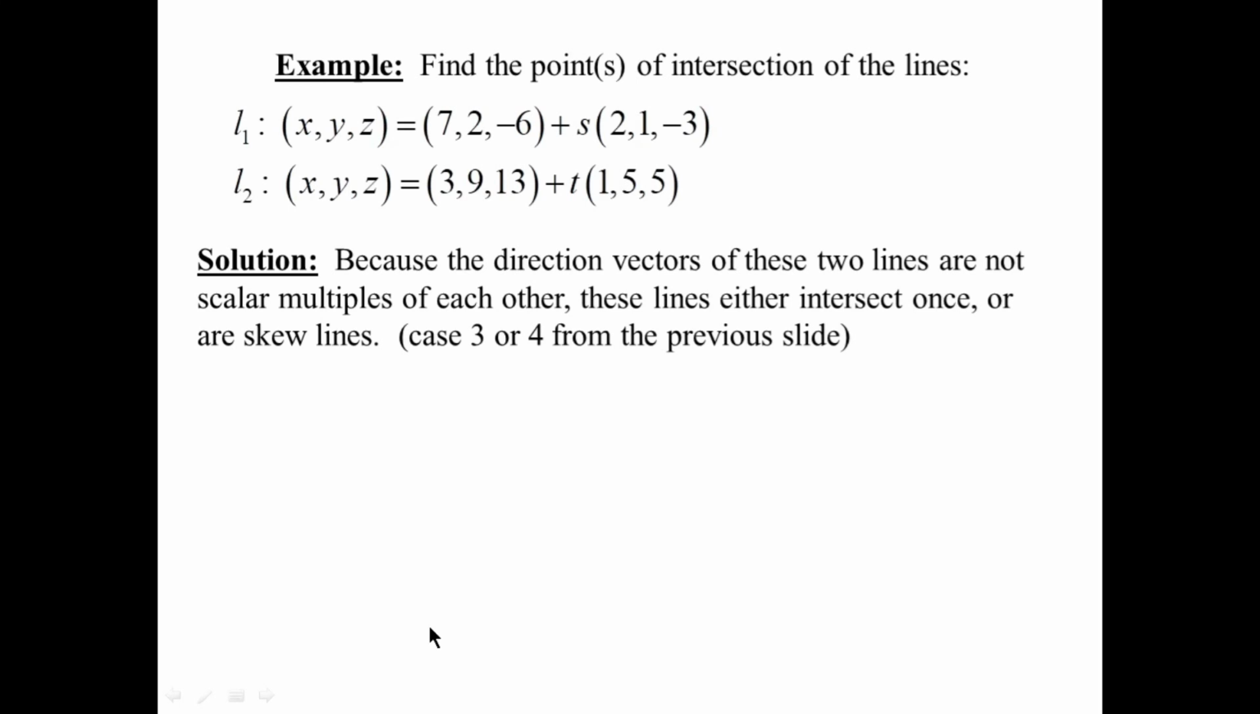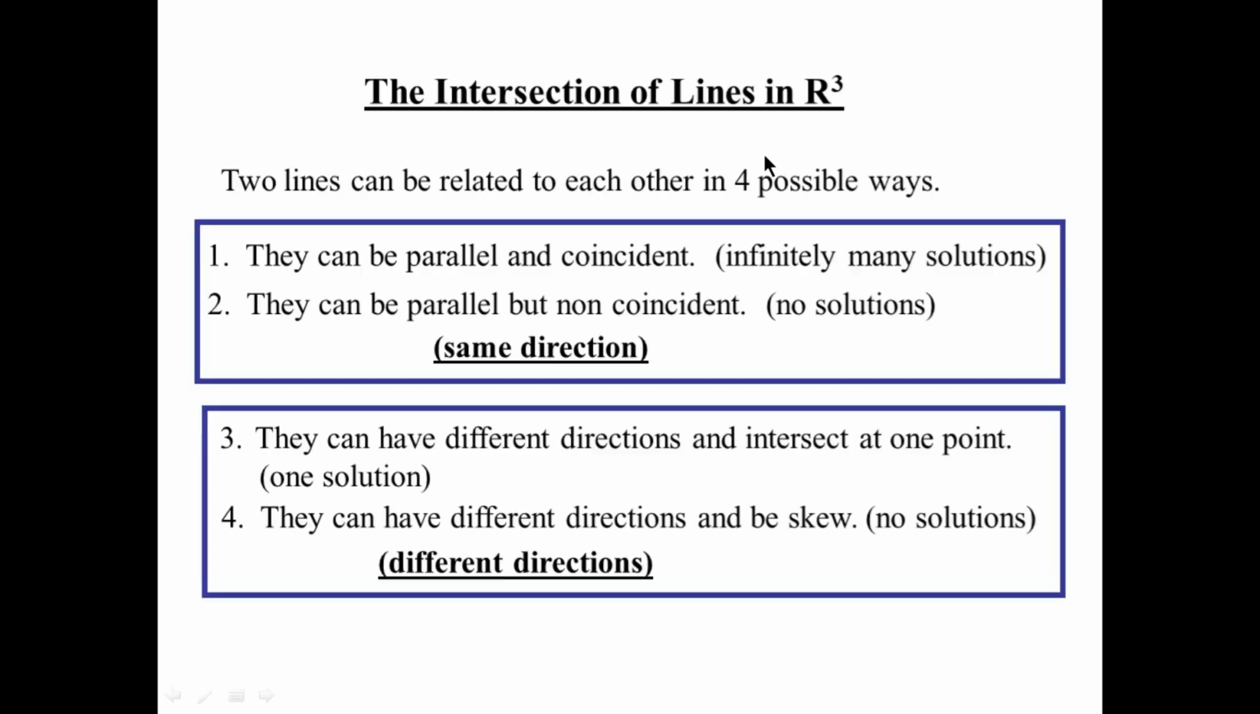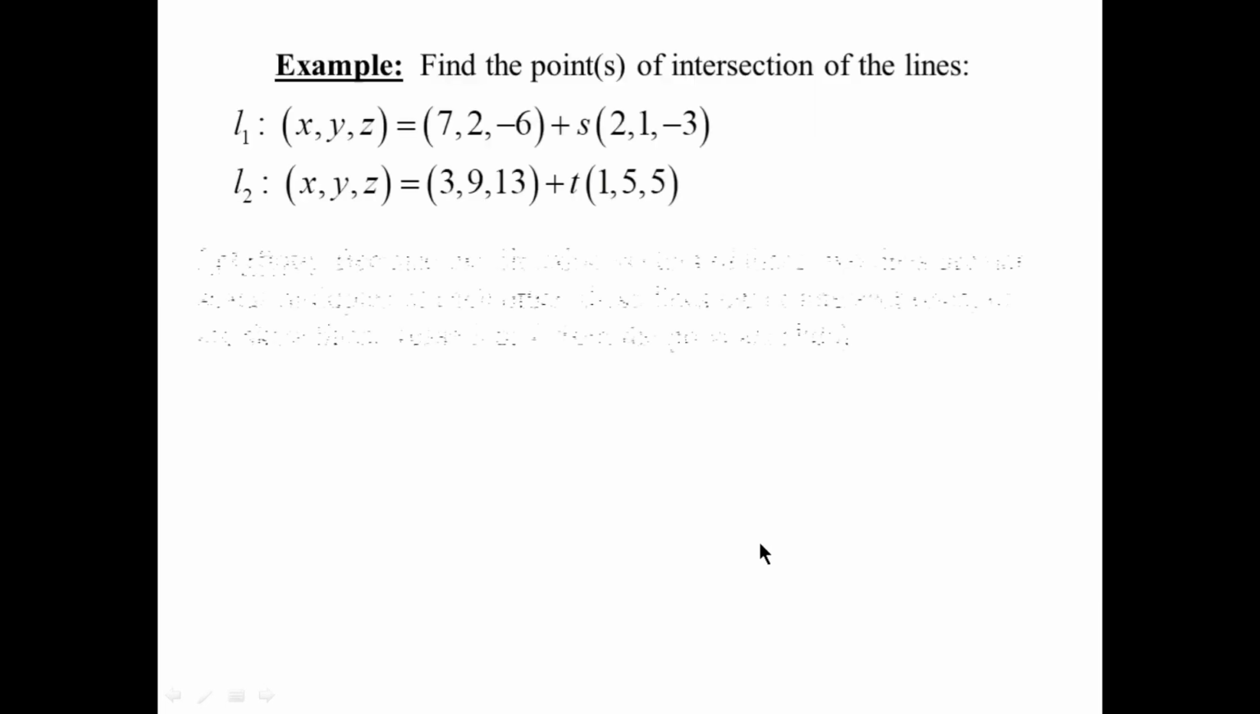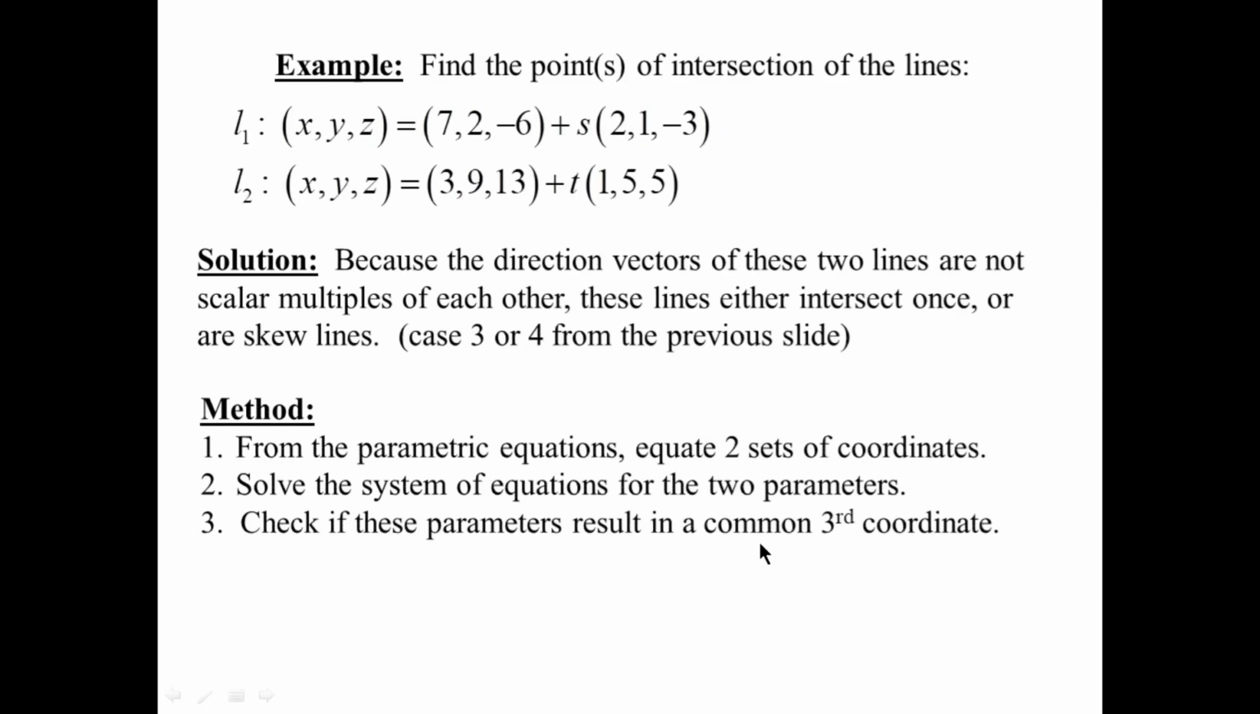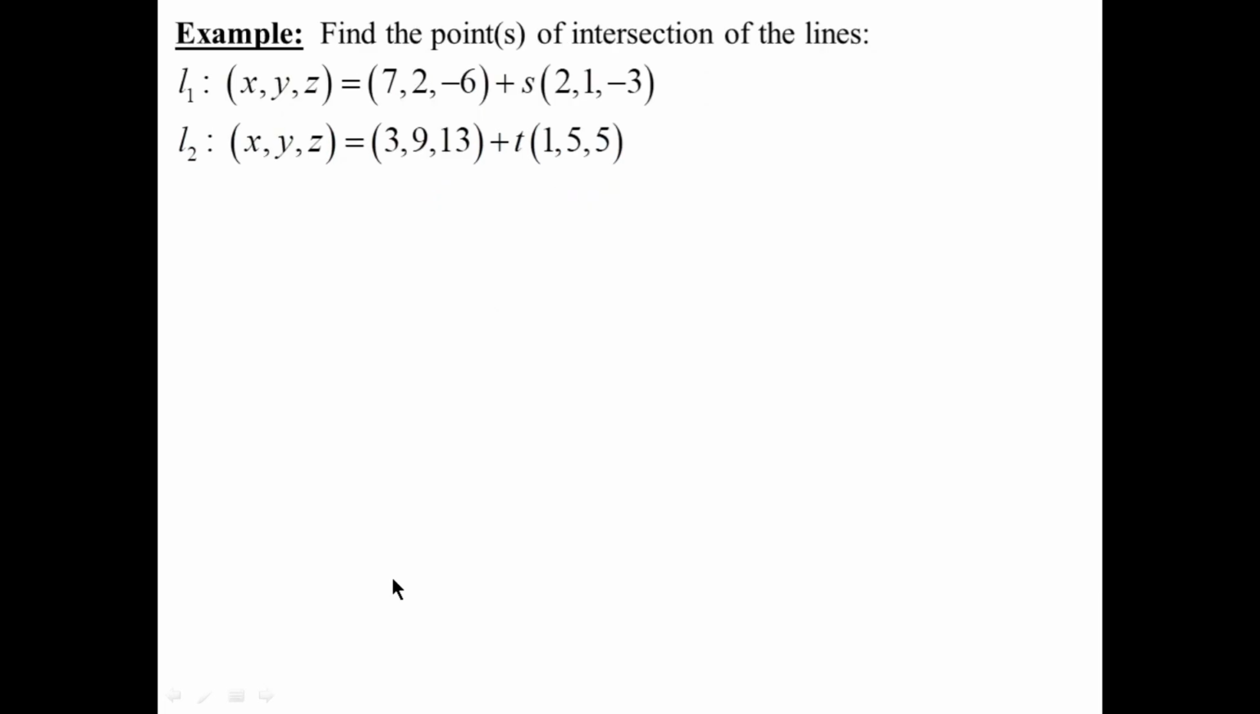Because the direction vectors of these lines are not scalar multiples of each other, we can see this at a glance. This is 1 times 2, but this is not 5 times 2. This would have to be a 10. And so they're not multiples of each other. So we're either in case 3 or 4 from here. They have different directions, so they either meet at a point or they miss each other entirely, and they're skew lines. Method to determine which: look at their parametric equations, solve 2 equations and 2 unknowns, and see if they generate the same third coordinate. So that's what we'll do.